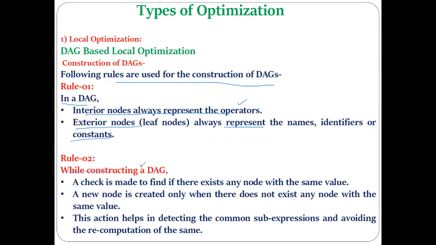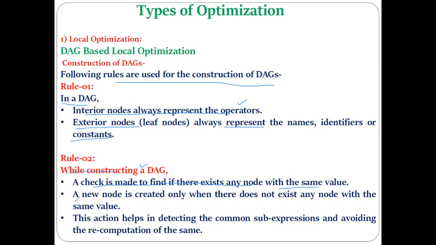So in rule 2, while you are constructing the DAG, every time you have to check and examine if there exists any node with the same value. In case of the DAG, if there are 4 or 5 same values or sub expressions in your program, then using the DAG these can be easily detected, because of how the DAG is designed. In that case, only a single node is drawn in the DAG for the multiple same values.